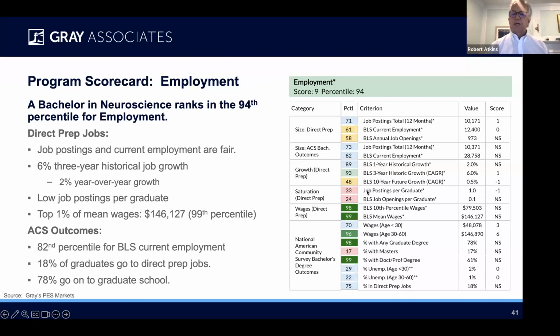Now, this is a key metric, I think, job postings per graduate. That's a way of understanding whether the job market is saturated, i.e.